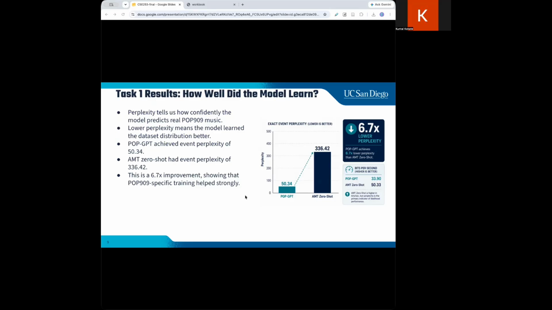Pop GPT assigns far higher probability to real Pop 909 music than the LAC pre-trained model does. AMT zero shot already had symbolic musical pre-training, but it was never shown Pop 909. Pop GPT was trained directly on Pop 909, so it learned the distribution much better. This number comes from the script run likelihood, which scores held out Pop 909 test clips token by token. So it's a held out test set likelihood result, not a subjective listening claim.